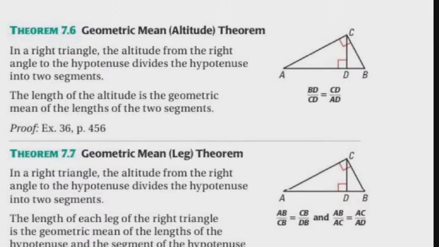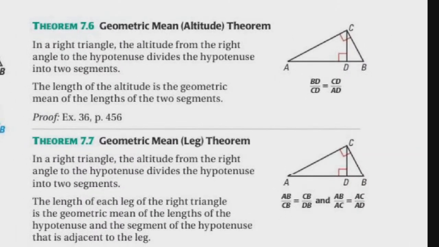Okay, next, in a right triangle, the altitude from the right angle to the hypotenuse divides the hypotenuse into two segments. The length of the altitude is the geometric mean of the lengths of the two segments. So if we write BD, which is this section here, over CD, that's going to equal CD over AD.